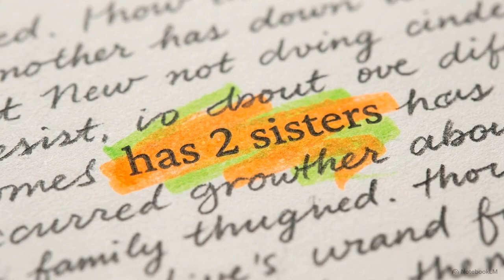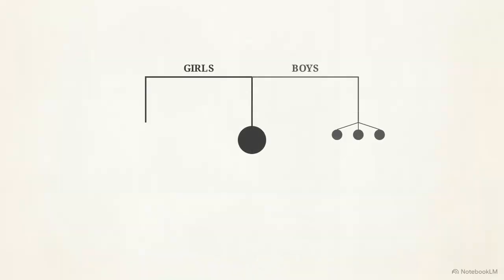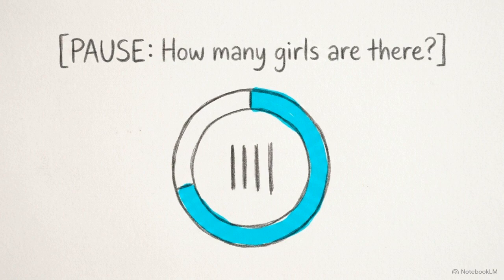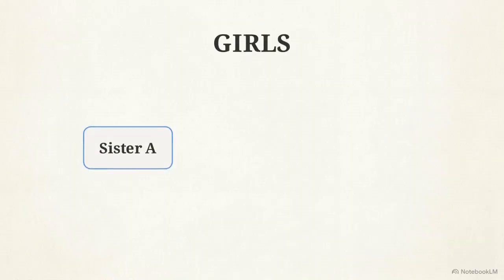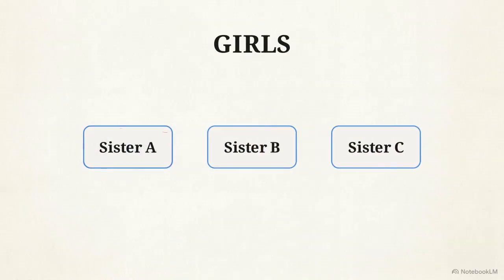Now consider the second part of the problem. Each of Tom's sisters has 2 sisters. We can decode this by looking at just one girl. Let's call her Sister A. If Sister A looks around and sees exactly 2 sisters, how many girls are in that group? Take a moment to calculate the total. Since she cannot be her own sister, 2 other girls must exist to satisfy what Sister A sees.